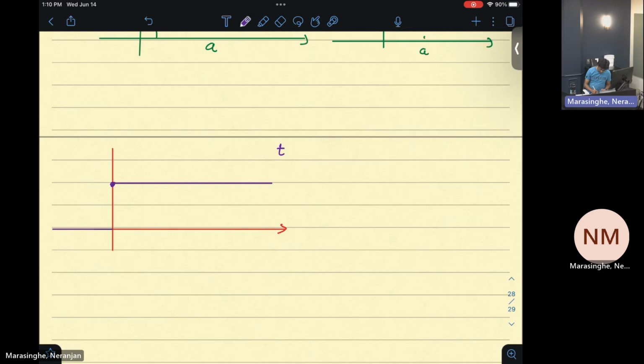This is your t domain. And this is your function u(t). And suppose you are going to multiply u(t) by e to the at. Then what would you get? Then you would get e to the at. Suppose a is positive, because based on a, the shape of the graph is going to change, right?